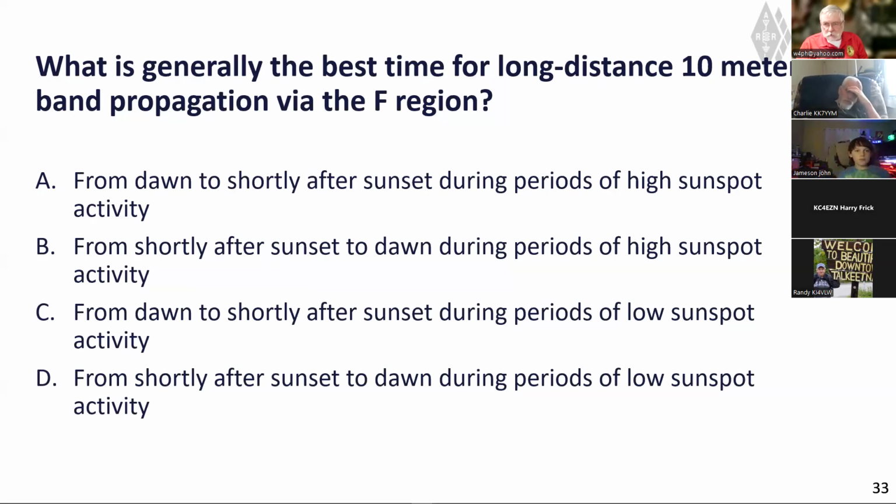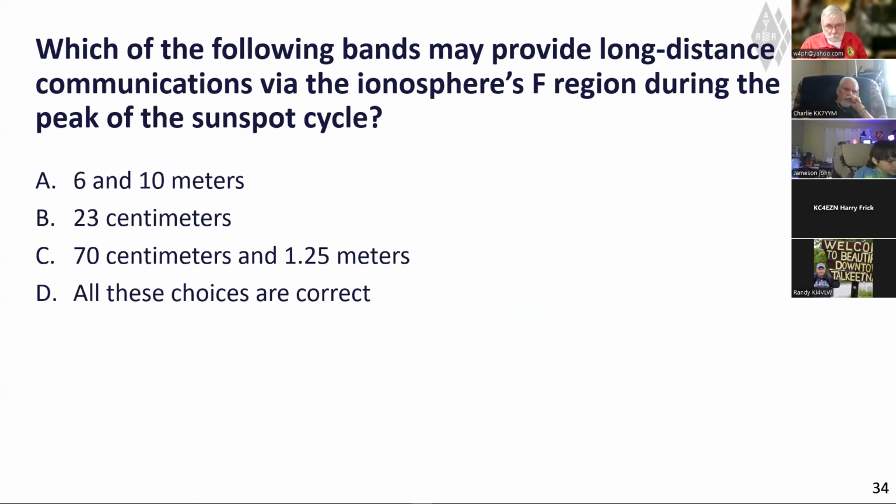What is generally the best time for long distance 10 meter band propagation via the F region? From dawn to shortly after sunset during periods of high sunspot activity. After sunset, the ionosphere stops getting the solar radiation and becomes less dense. Which of the following bands may provide long-distance communication via the ionosphere's F region during the peak of the sunspot cycle? That would be A, 6 and 10 meters.